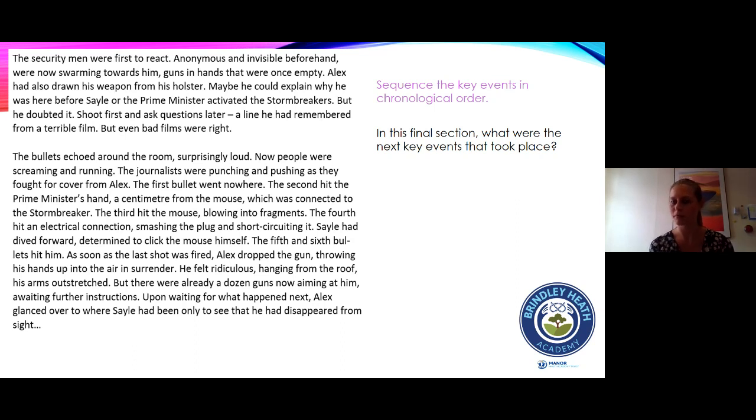So, in this final section, what were the next key events that took place? Again, I'm going to give you a couple of minutes to retrieve those key events and put them in chronological order.